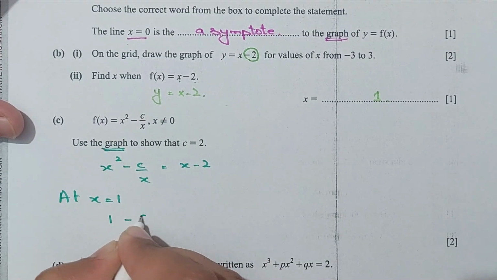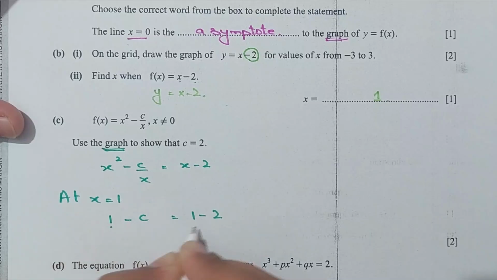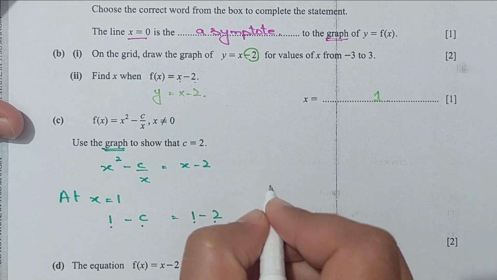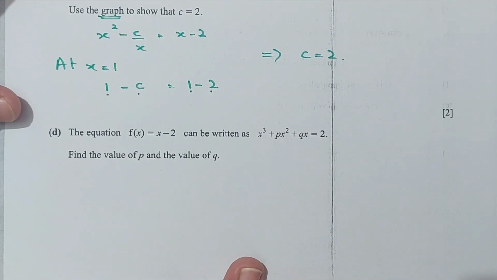1 square is 1, minus c over 1 is c, 1 minus 2. So this 1 and 1, c is minus c and minus 2. So this implies the c value is 2 after comparing. Part D, the equation f of x equals x minus 2 can be written as this. Find the value of p and the value of q.